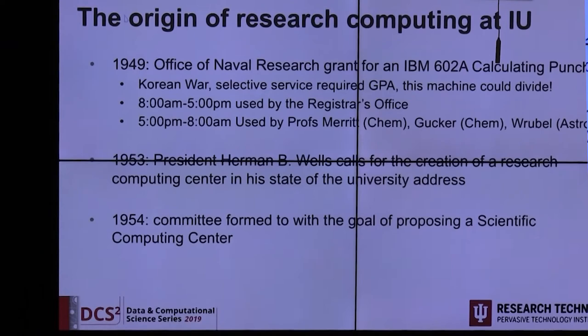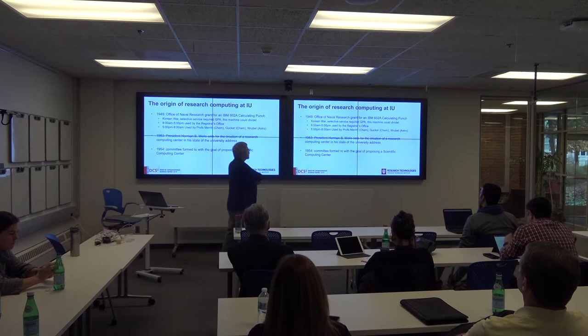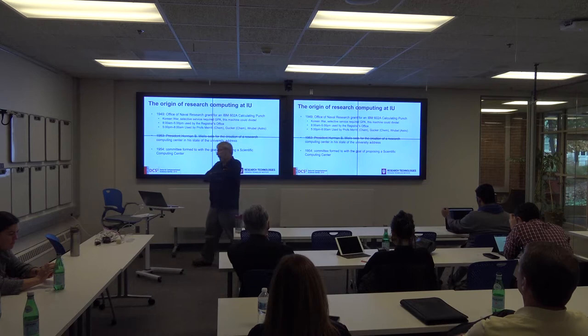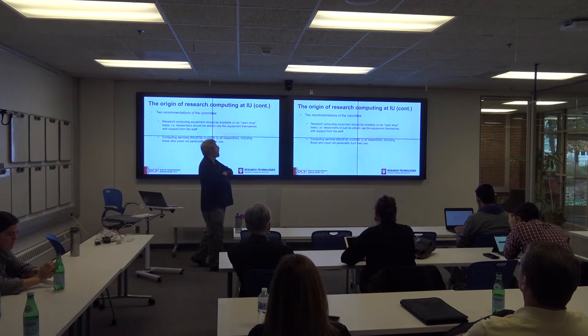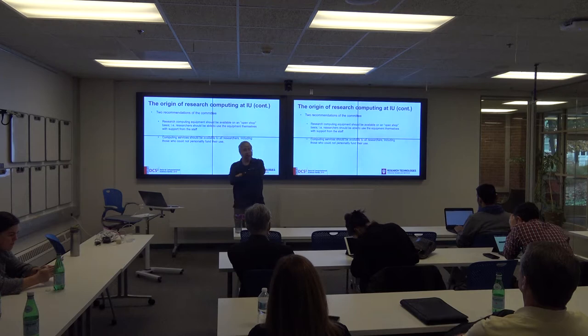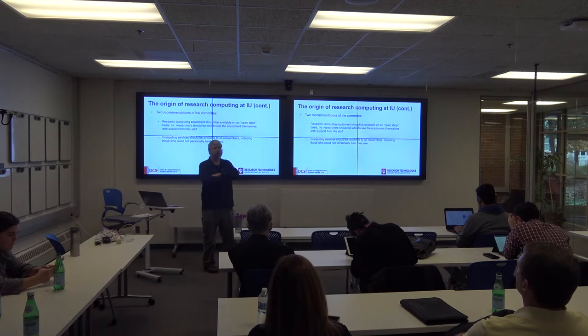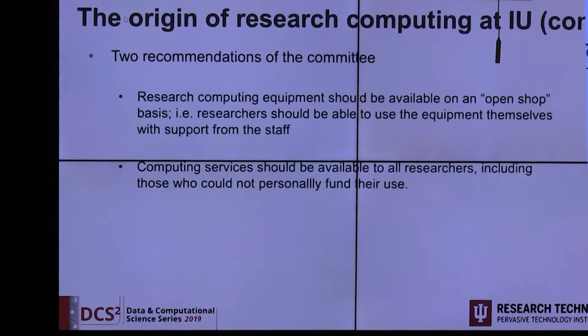So in 1953, during his State of the University speech, he put down the mandate that we need to start investing in research computing. That led to a committee being formed a year later. Essentially, these three gentlemen that you see listed here formed a computing committee and came up with some recommendations. Two of the recommendations were that research computing equipment should be operated on an open shop basis. You have to go back to the 50s, and think about how machine shops work: people should be able to stop by the room where this computer is and be able to use it. And also that computing services should be available to all researchers, including those who could not fund it themselves. So this is the beginning of this open, free, and equal access that I was mentioning.